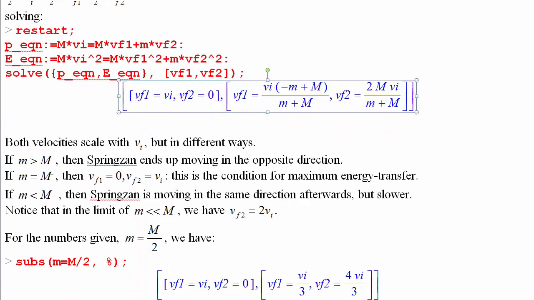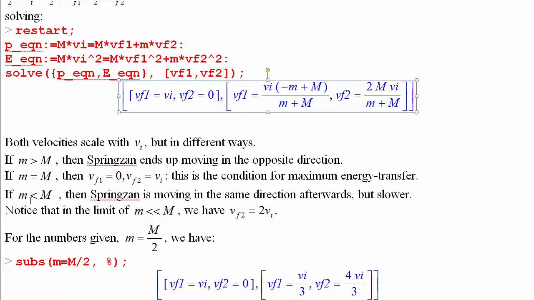Okay, so looking at our limiting cases as usual, if Jane's mass is larger than Springzan's, not even much larger, just larger at all, then Springzan moves in the opposite direction. If Jane's mass was equal to Springzan's, then this velocity is 0, so Springzan just stops moving at the bottom, and Jane flies off with Springzan's initial velocity. It's a maximum energy transfer. So all of the energy that Springzan has goes into Jane in this case.